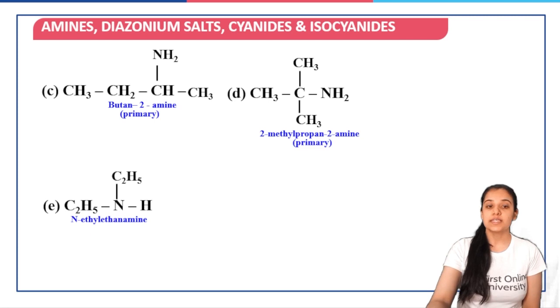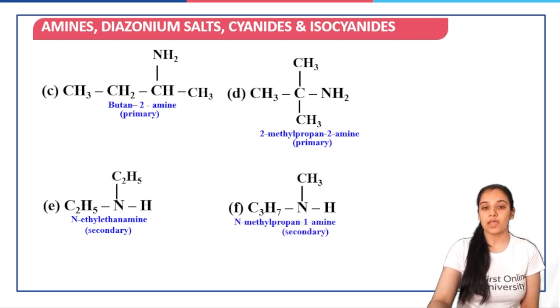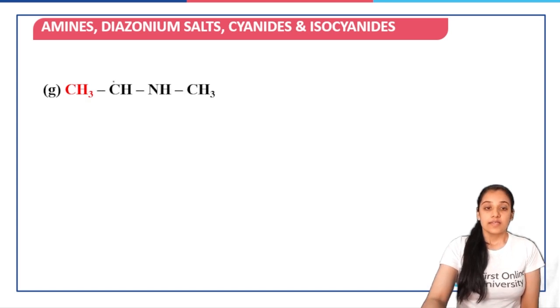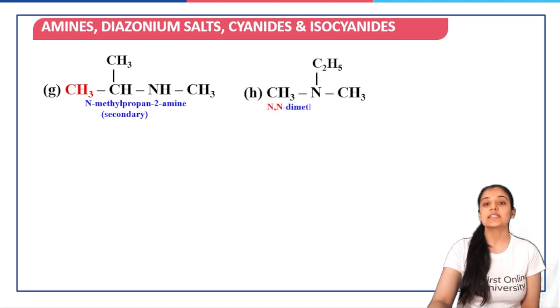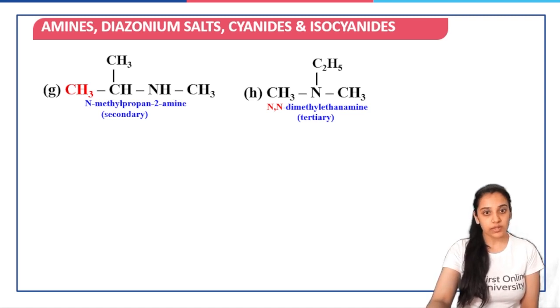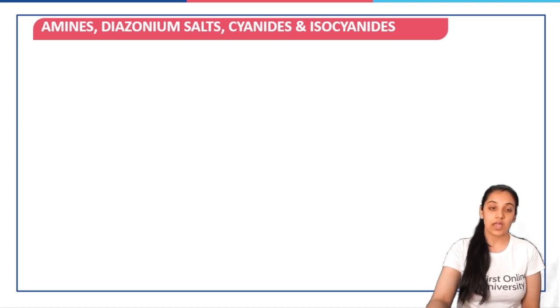Now this becomes secondary, that is N-methyl ethanamine. Another one is a secondary again, that is N-methylpropane-1-amine. The seventh is secondary again, that is N-methylpropane-2-amine. And the last one is tertiary, which is N,N-dimethylethanamine. Okay, so I hope you've got these 8 isomers correctly drawn and named, along with the IUPAC names.